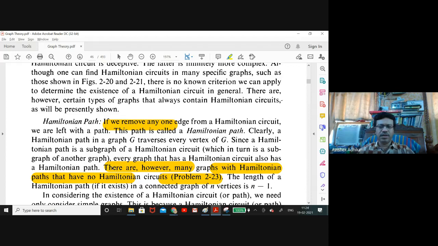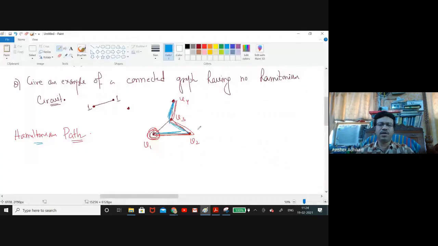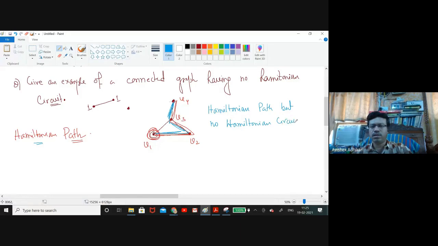There are, however, many graphs with a Hamiltonian path that have no Hamiltonian circuit. For example, as I mentioned here, this is an example of a graph that has a Hamiltonian path but no Hamiltonian circuit. You may find many such examples.